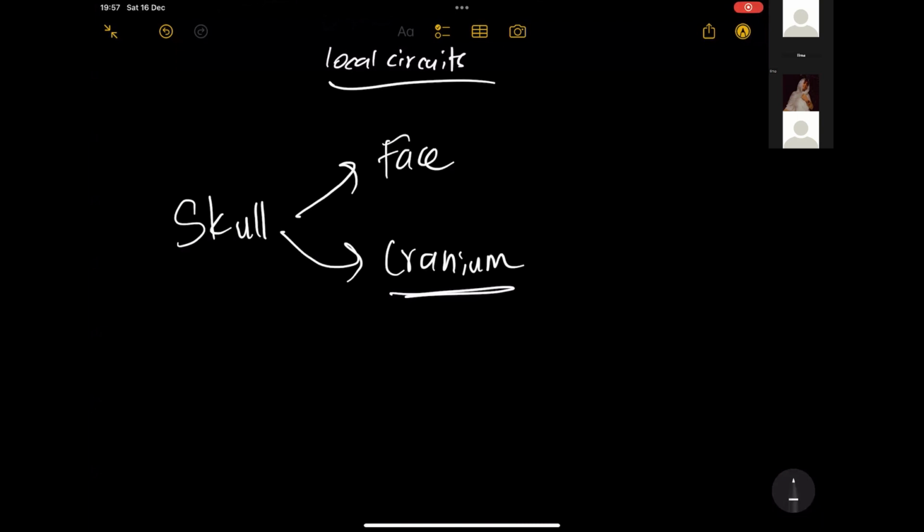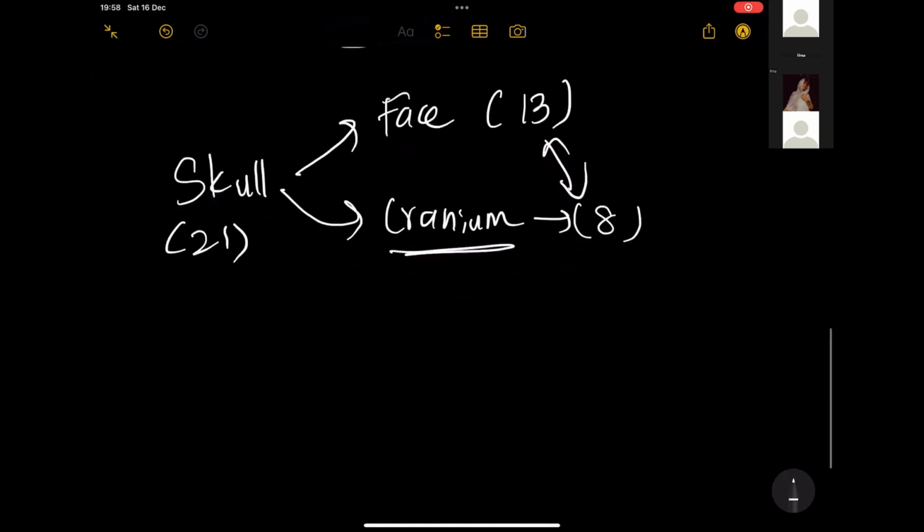Okay, so how many bones are there in the skull? Totally 21 bones. Then the cranium consists of 8 bones. Face consists of 13 bones, but I will show you the difference. There's a share. That means both the face and cranium have one bone in common, which is the frontal bone.